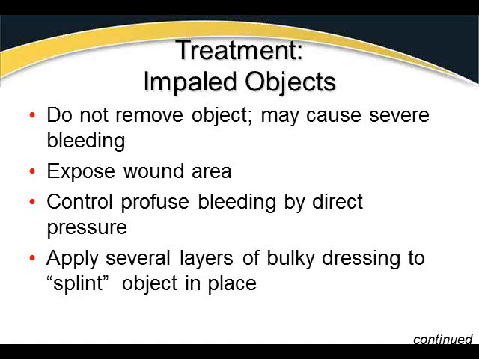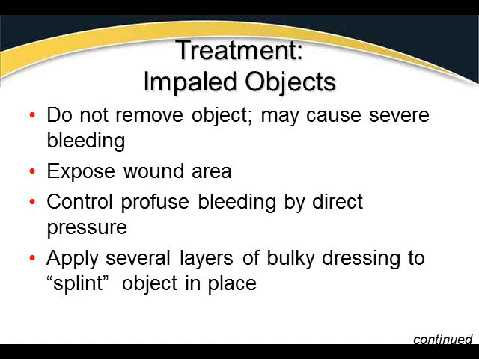Impaled object. If it's impaled and may cause severe bleeding, expose the wound area, so cut away clothing covering it, control any profuse bleeding by direct pressure around it, and then apply several layers of bulky dressing to splint the object in place. We want to support it so it's not putting pressure on things.